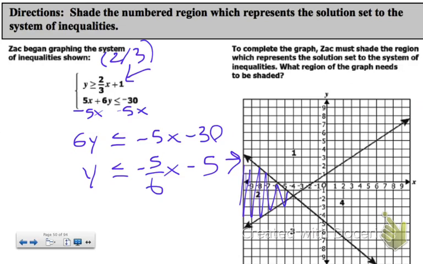And then y is greater than or equal to 2/3x plus 1. That's this line right here. And so of 2 and 3, the one that's greater than is 2. So calculator or doing it by hand, either way is fine. Or you could do one and then double check with the other. And that's it for this one.